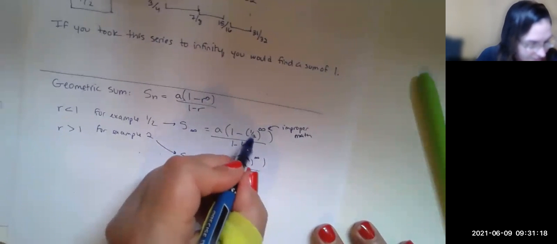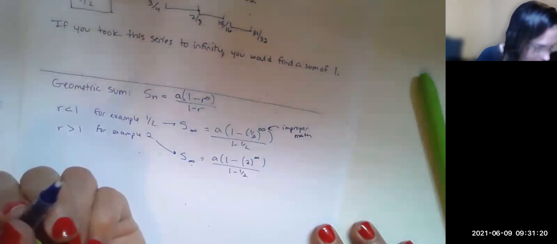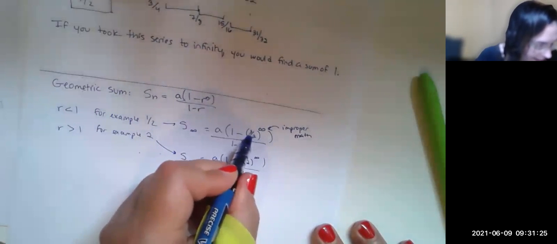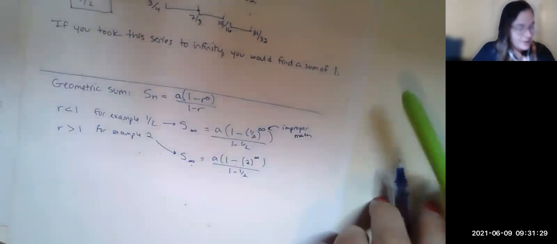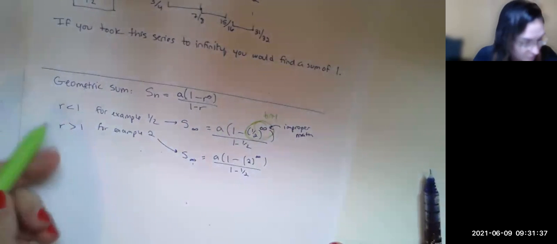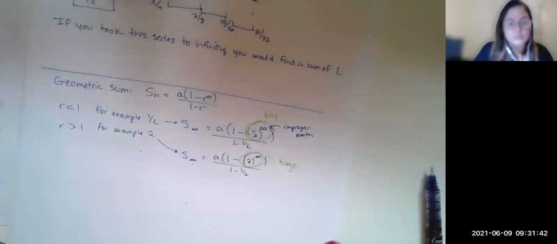So if you raise a number less than 1 to infinity, this is going to get smaller and smaller. So 1/2 to a very, very large number is actually going to become 0. So eventually this whole term is going to get really, really tiny. But if your R is greater than 1, this whole term is going to get very, very huge.